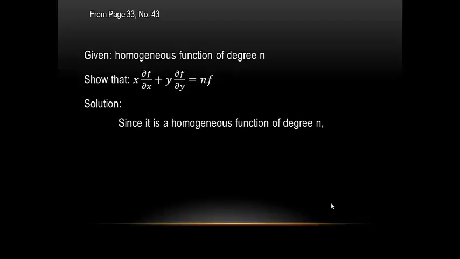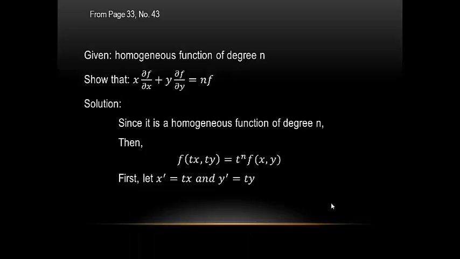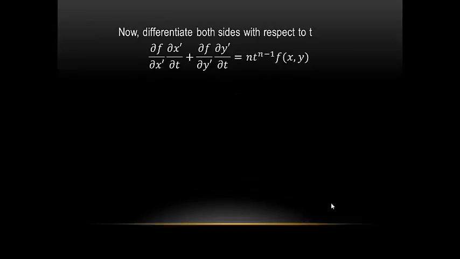Since it is a homogeneous function of degree n, it follows that f of tx, ty is equal to t to the n f of x, y. Now, we will let x prime be equal to tx and y prime be equal to ty so that the identity becomes f of x prime, y prime is equal to t to the n f of x, y. Now, we will differentiate both sides with respect to t.